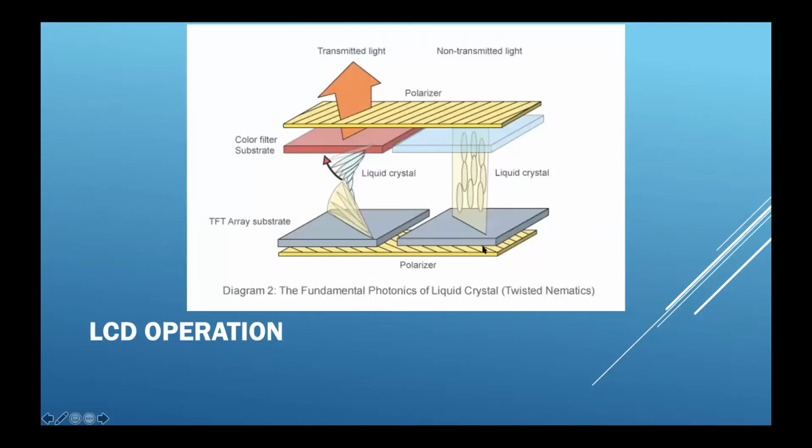Okay, so LCD, we talked about this: twisted crystals, polarizers. There's a color filter in front. So all the liquid crystal display pixels create white light because the backlight is white. The white light comes through and then you get the color by putting literally a color plastic filter on the front.